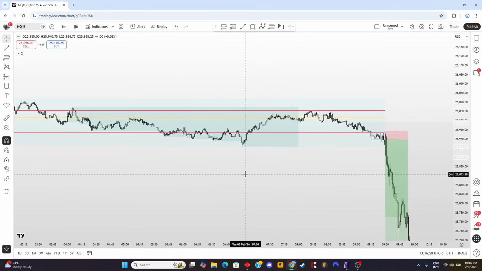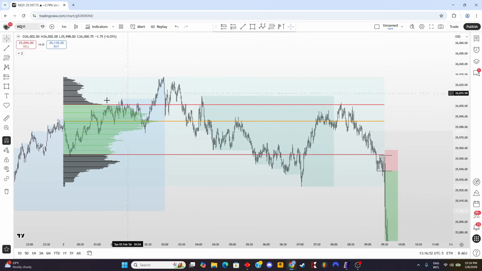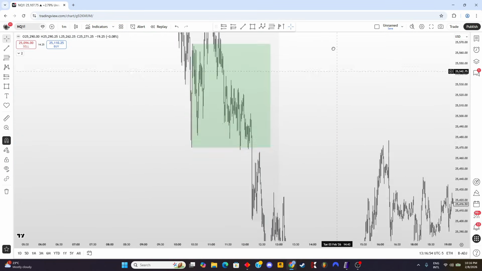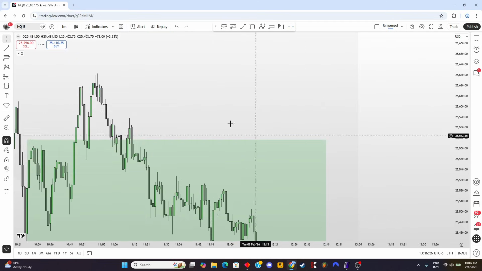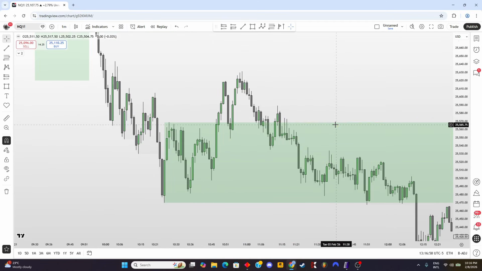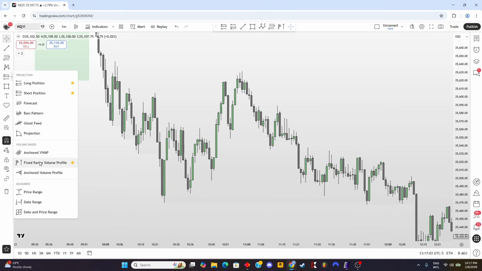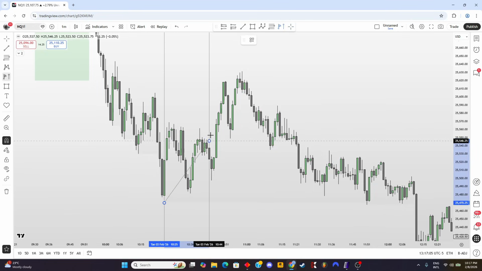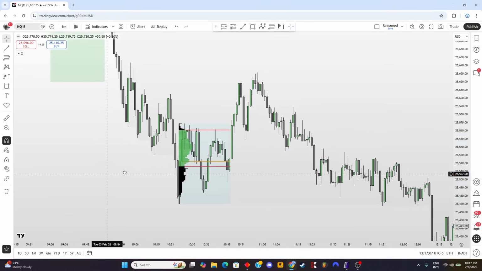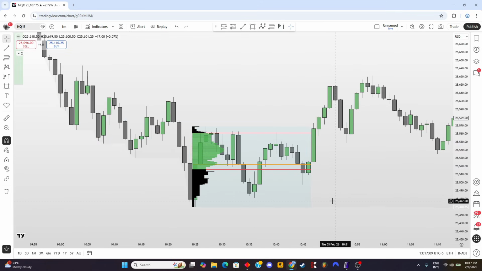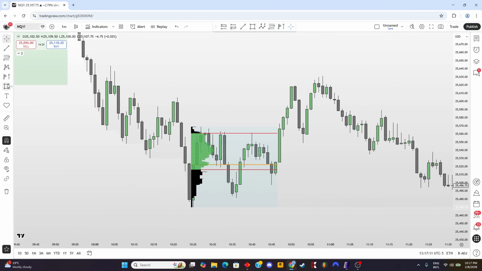Very simple stuff, okay? We use the volume profile, and let me just go over this again here. If we are somewhere around here, okay? And we use our volume profile till the initial breakout. Now, in this case, we have a P shape, okay?